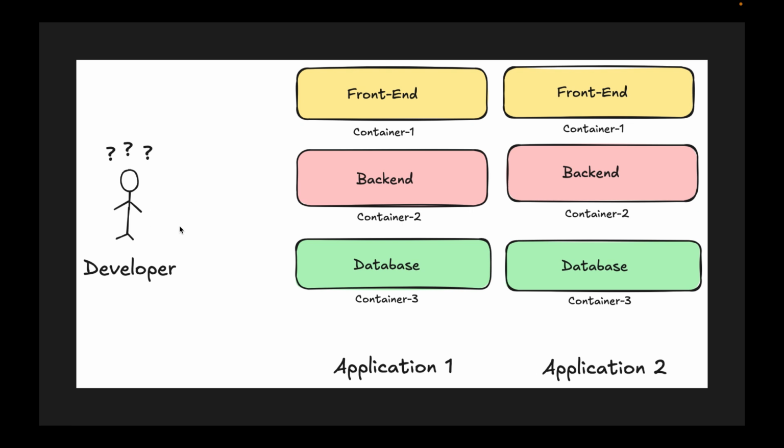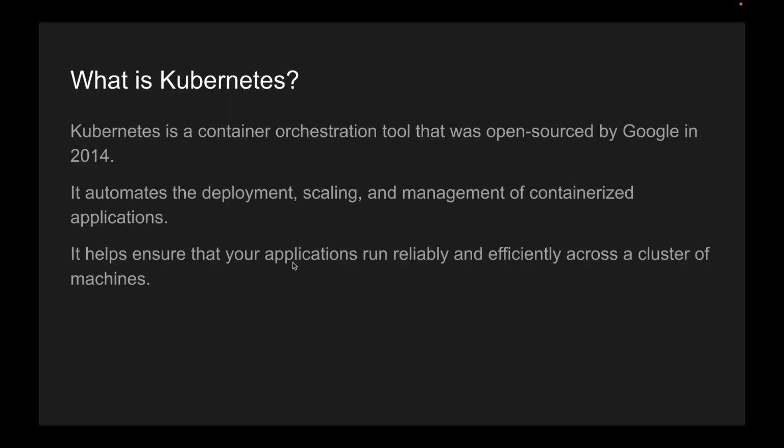The developer has difficulty managing this number of containers. So developers need a tool to manage these containers efficiently. So Kubernetes is a tool for that purpose. First we want to see the definition of Kubernetes. Kubernetes is a container orchestration tool that was open sourced by Google in 2014. So Kubernetes is a container management tool, created by Google and open sourced by Google in 2014.